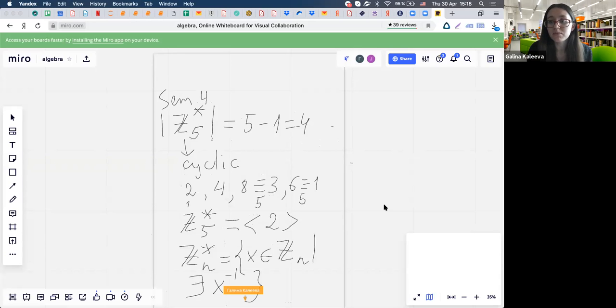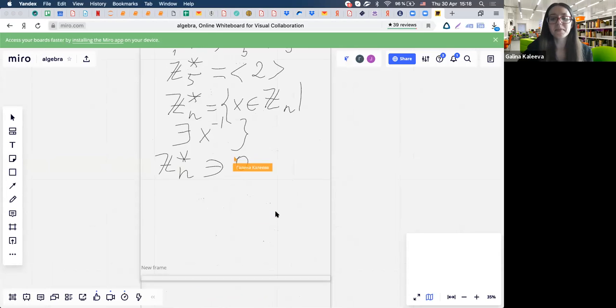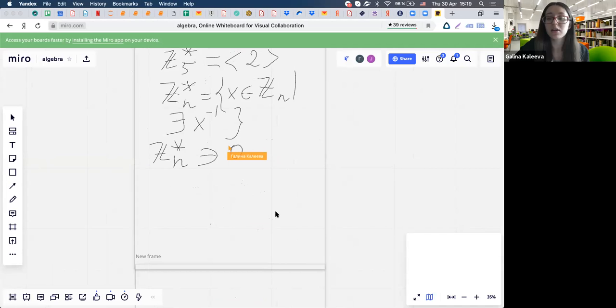It's impossible, yeah? So 0 has no multiplicative inverse element, you see? So this group, Z_n star, doesn't contain 0, for example, yeah? Okay. So, for example, this group doesn't contain 0.